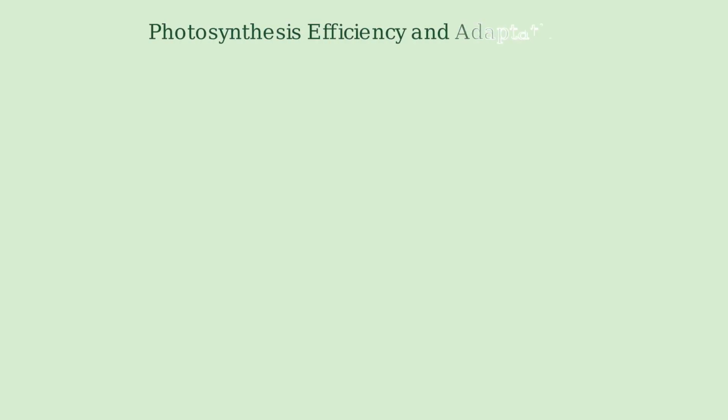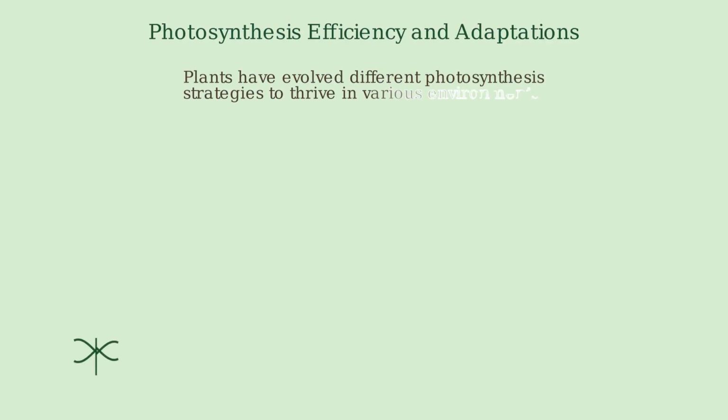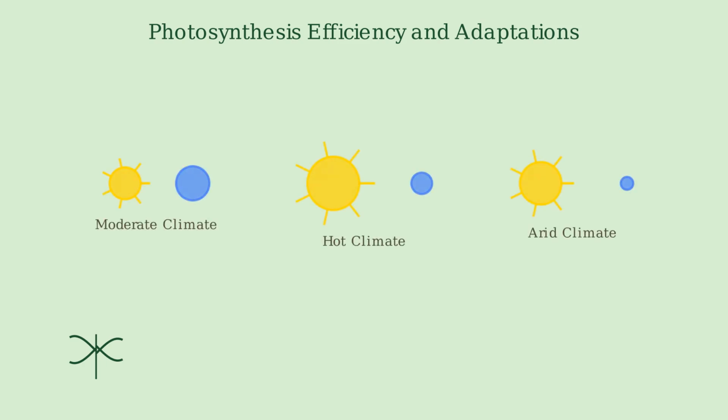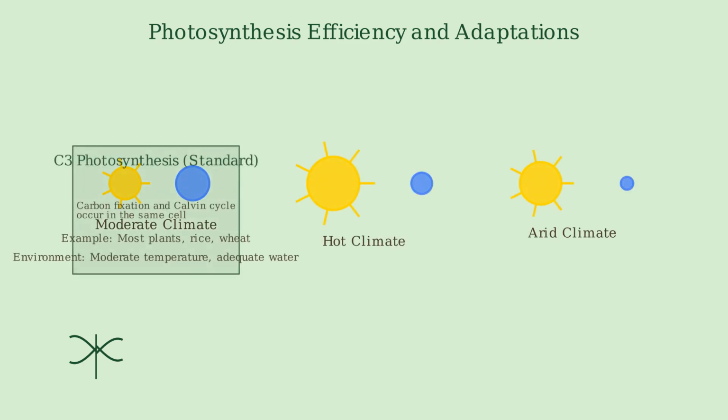Plants have evolved different methods of photosynthesis to optimize efficiency in various environments. Adaptations allow plants to thrive in challenging environments like extreme heat or water scarcity. Let's examine how different environments present unique challenges for photosynthesis. Most plants use standard C3 photosynthesis, which works well in moderate climates with adequate water.